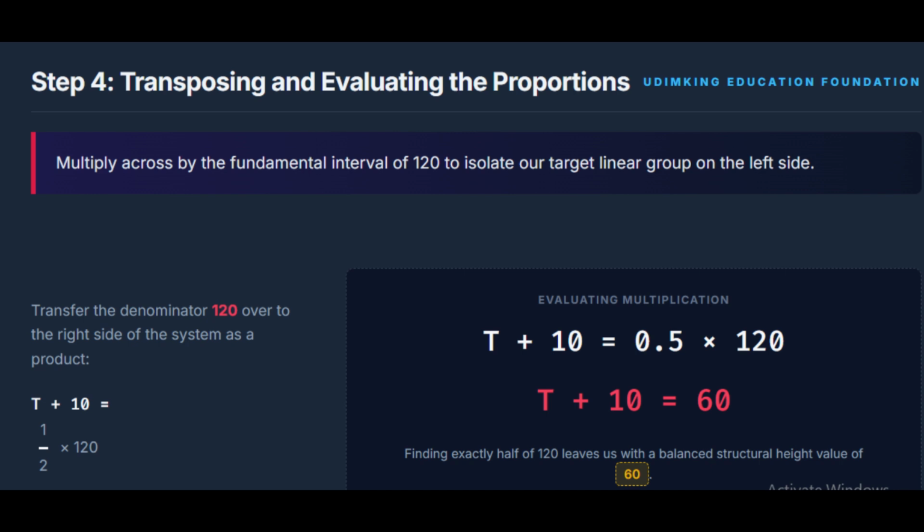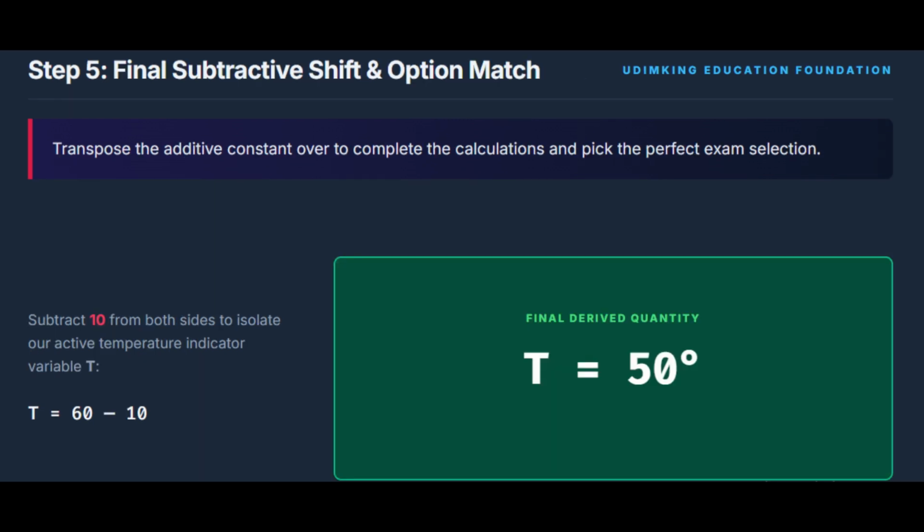Step 5. To leave our target variable T completely alone on the left, we transfer the positive 10 baseline constant across the equal sign, which changes its operation to a negative. This leaves us with the final calculation. T equals 60 minus 10. Subtracting 10 from 60 gives us an ultimate calculated reading of exactly 50 degrees. Looking back at our examination options, this maps perfectly with option C.